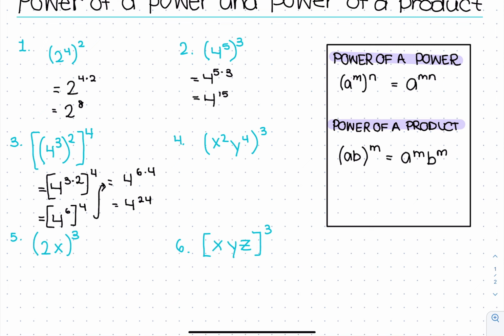So number 4, what we're looking at is that power of a product. So we have 2 different variables with exponents being multiplied. And what we need to do is we're going to apply this exponent to both the x and the y. So if we write it out, what we have is x squared, and if we apply that exponent to it, that exponent was a 3, and then we have y to the 4, and we also need to apply that 3 to the y. We then multiply, so we'll do 2 times 3 and 4 times 3, which will leave us with x to the 6, y to the 12.